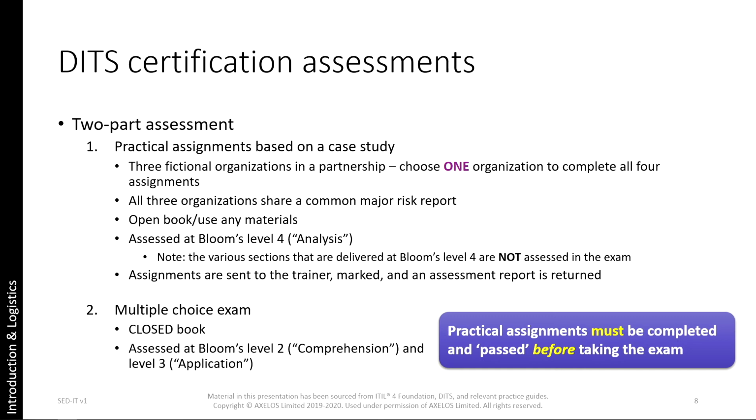The second part of the assessment is your normal multiple choice exam, except it is only 30 questions. It is closed book. You still need to pass at 70%, and the questions are at Bloom's Level 2 and 3. You have 60 minutes to do the exam rather than 90. But here's the kicker: it's in the blue or purple box. You have to pass the practical assignments before you are able to register and take the exam.